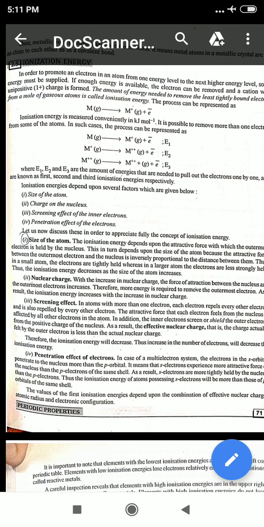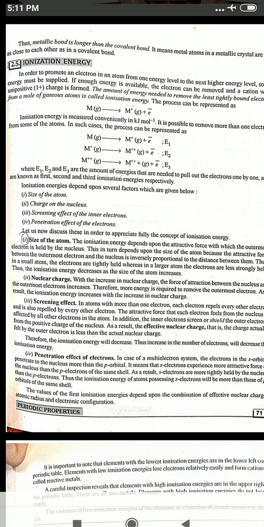The amount of energy needed to remove the least tightly bound electron from 1 mole of gaseous atoms is called the ionization energy. This process can be represented as follows. Ionization energy is conventionally measured in kilojoules per mole.